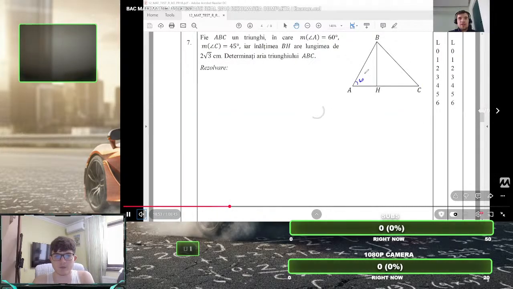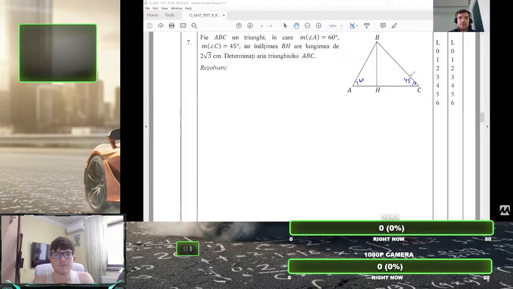This geometry problem, huh? Let's see how it is. Got this triangle ABC, and A is 60 degrees and C is 45. You just put that on the drawing. And BH has the height of just square root of 3. Find the area of a triangle.